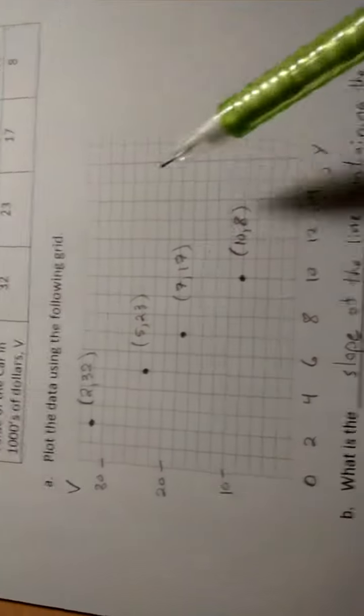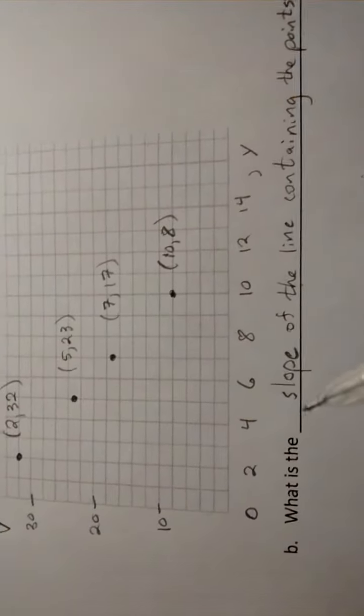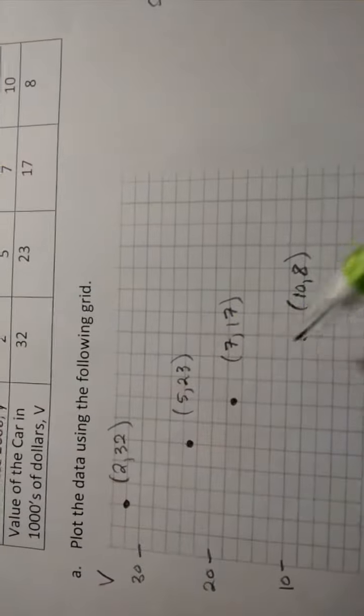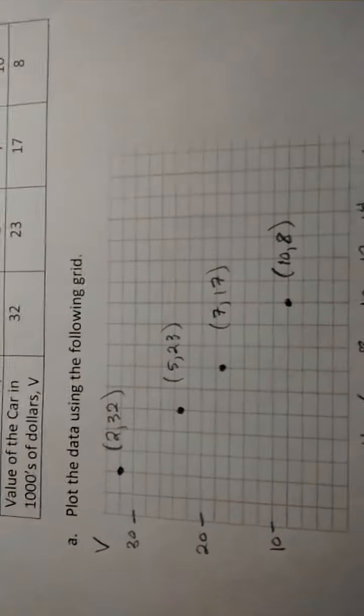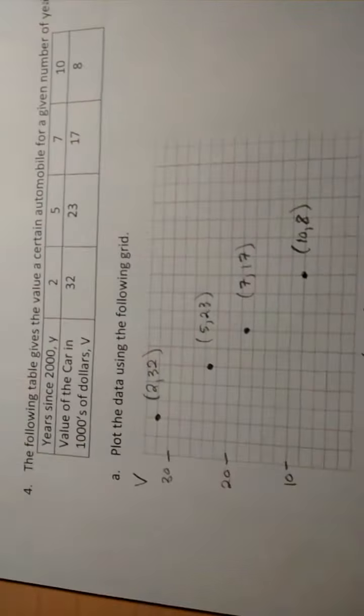And so let's go to the next question here. What is the slope of a line containing the points? Now you could probably draw a line in there, but I'm just going to say what's the slope of that line, and then we'll talk about what it means later.